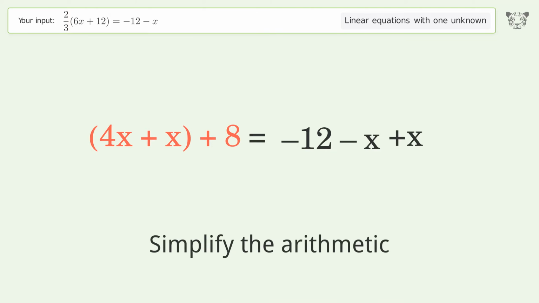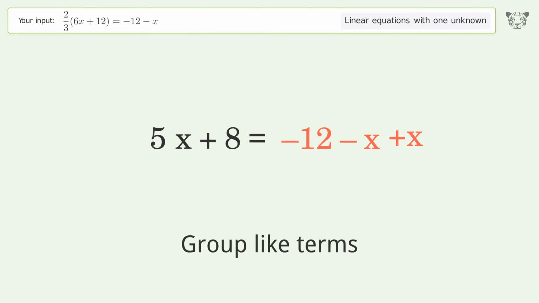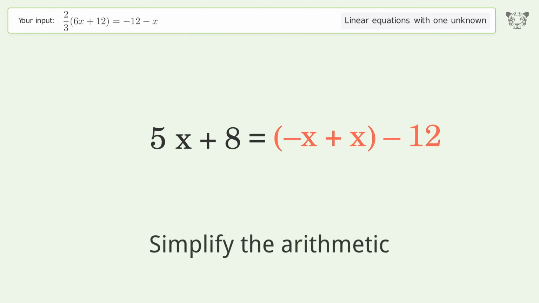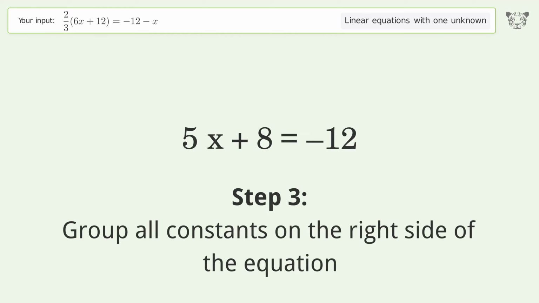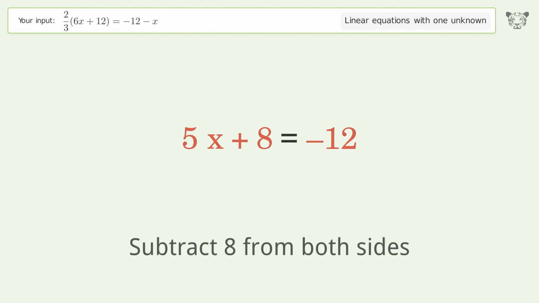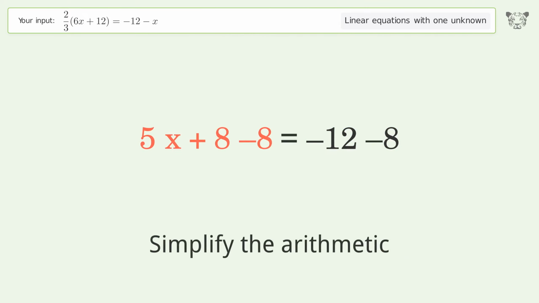Simplify the arithmetic. Group like terms. Simplify the arithmetic. Group all constants on the right side of the equation. Subtract 8 from both sides. Simplify the arithmetic.